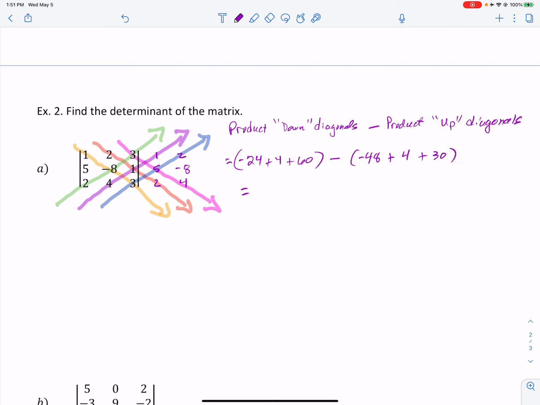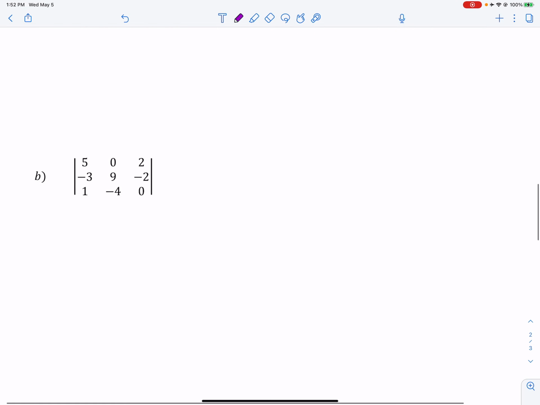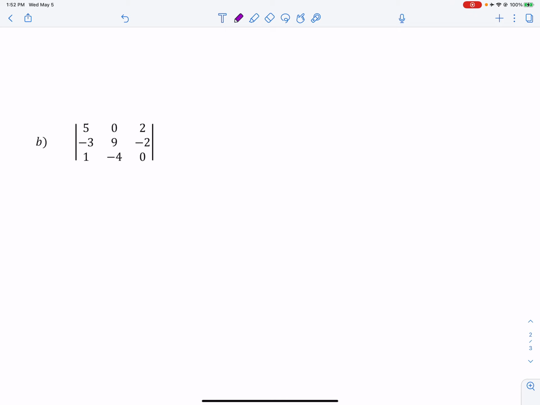And then just do the math. You get 40 minus, this comes out to a -14. And so you get 54. And so the value of the determinant is a single numerical value. So you could pause this, try this on your own, see if you can remember the process on this next determinant. And so, well, how'd you do?